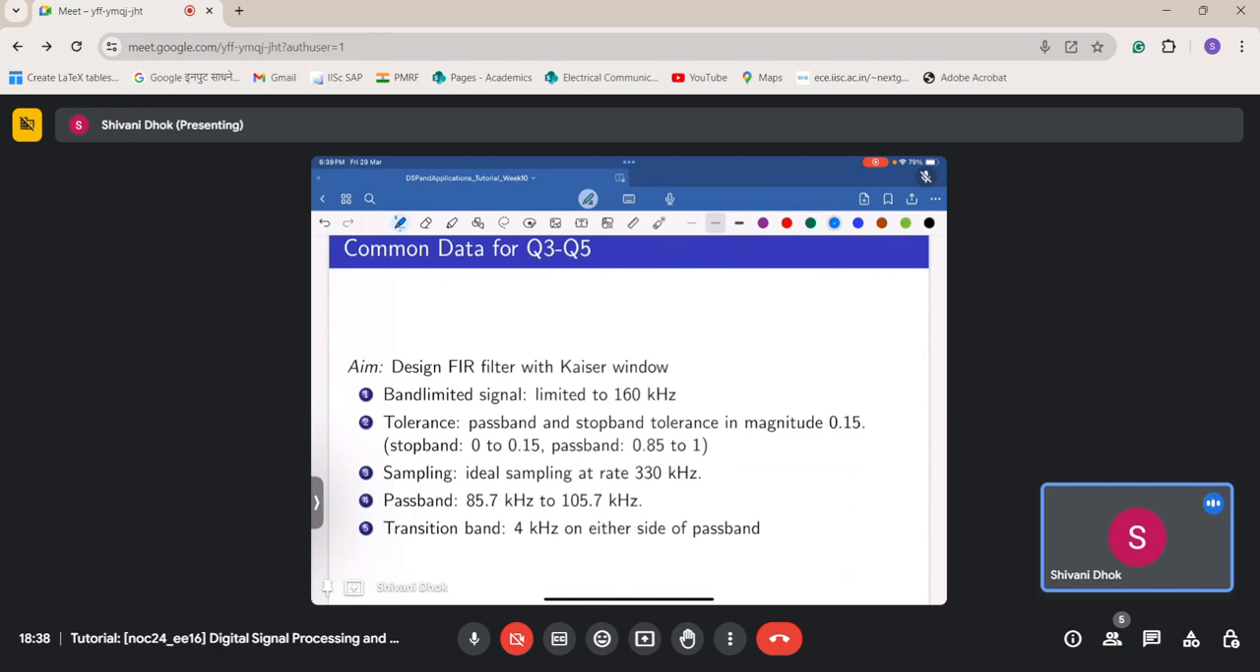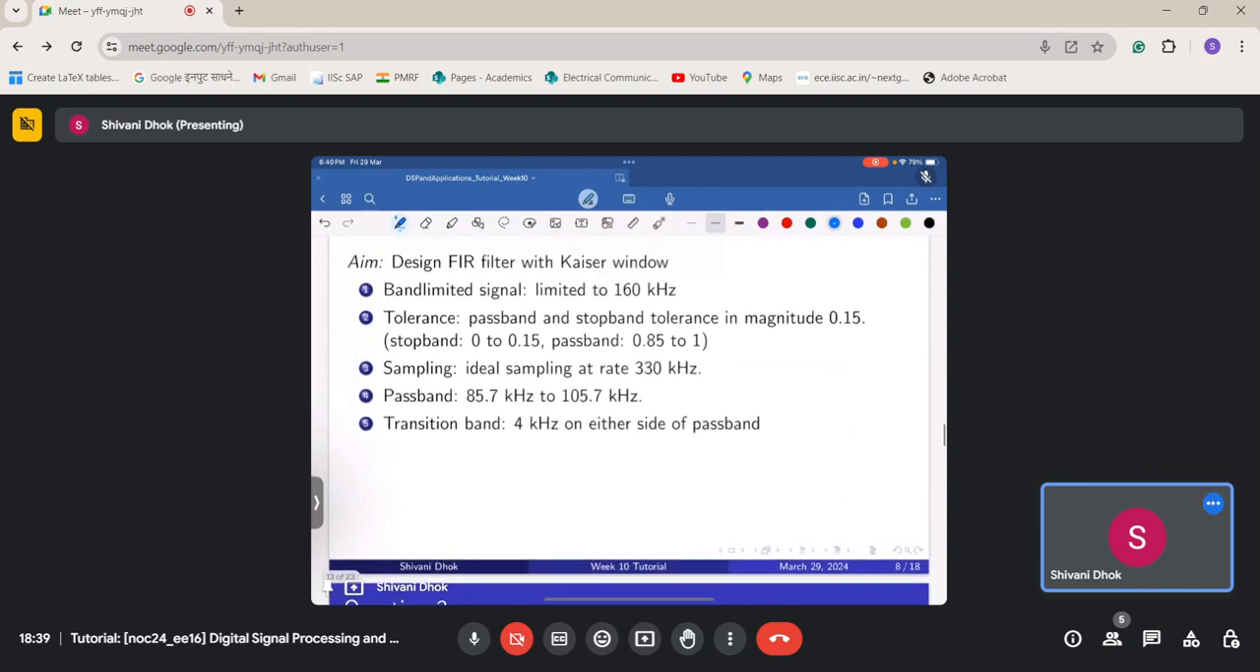So it says that we have a band limited signal 160 kilohertz and passband and stop band tolerance in magnitude is 0.15, and sampling, we have an ideal sampling at 330 kilohertz. So this is exactly the same data which we had used to design a band pass filter last week, that is week 8. Same data, and transition band is 4 kilohertz on either side of the pass band. And we need to use Kaiser window to design an FIR filter.